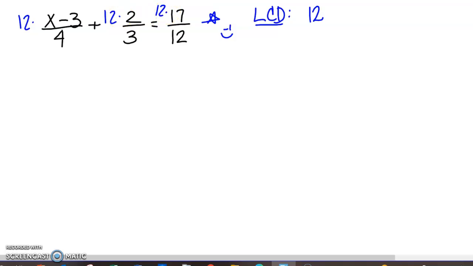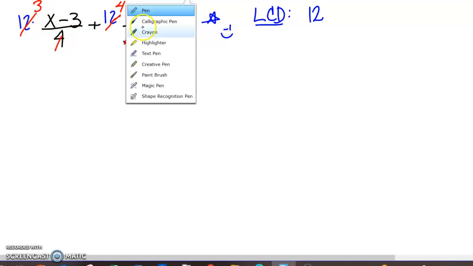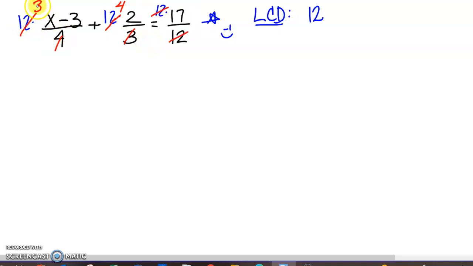And then we have the right side. That's 12 times 17 over 12. Well, if you did that in your calculator, you would end up with just 17 because the 12s cancel out. And then in that middle term, 12 divided by 3 is 4. So now we don't have a denominator. And in the left side, 12 over 4 is 3. So now we have 3 times x minus 3, 4 times 2, and 17.